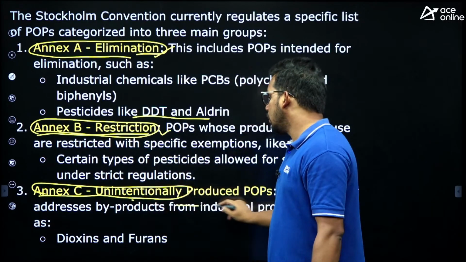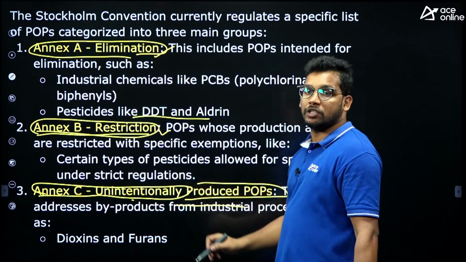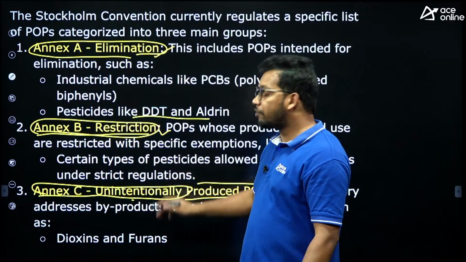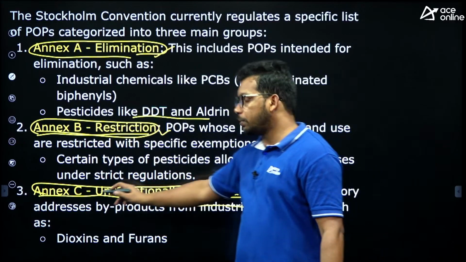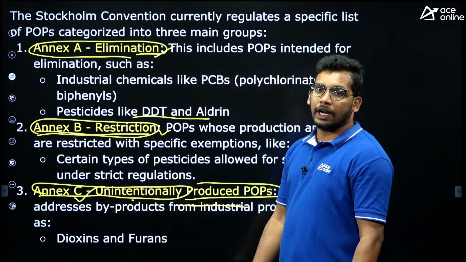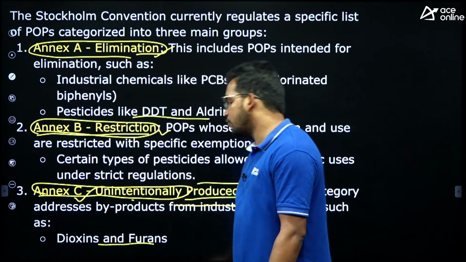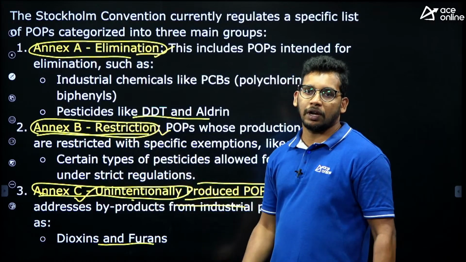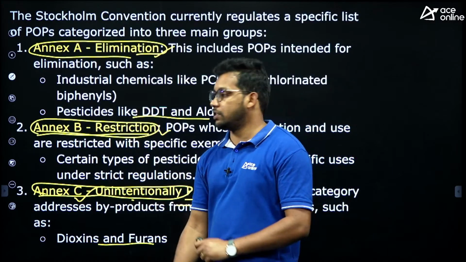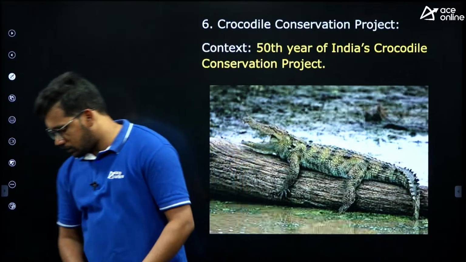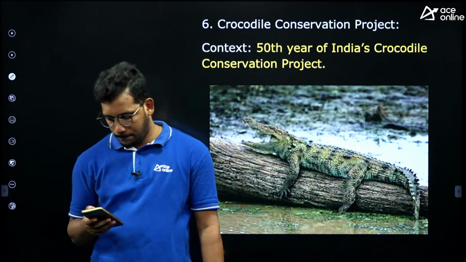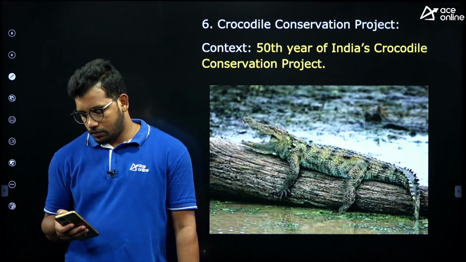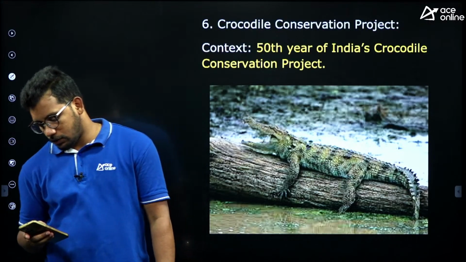And then Annexure C, unintentionally produced POPs. So without knowing ourselves that POPs are being emitted, such unintentional POPs should also be eliminated. That is kept under Annex C. Examples are dioxins and furans. So these are the 3 annexures which the Stockholm Convention has divided to eliminate these things. Any doubts in this?